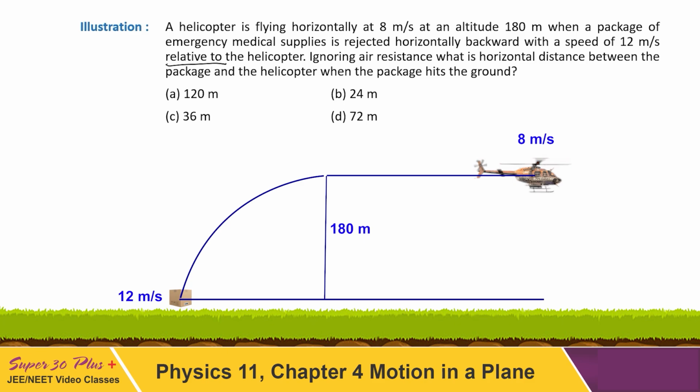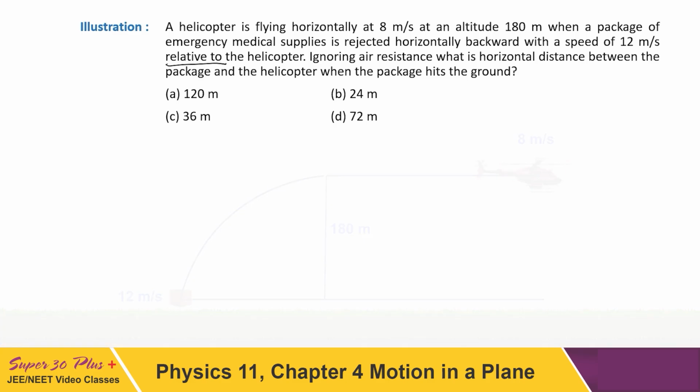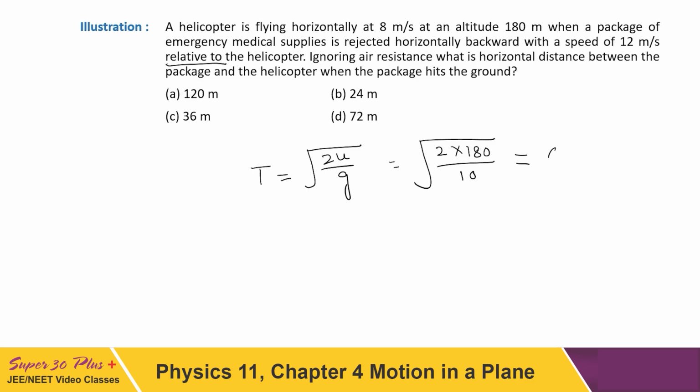From the given data, we can calculate the time taken by the package to reach the ground. If t is the time of flight, that is the time taken to reach the ground, it will be equal to the square root of 2h by g. On substituting the numerical values, it will be 2 into 180 upon 10. On solving this, we will get 6 seconds. So 6 seconds is the time in which the package reaches the ground.